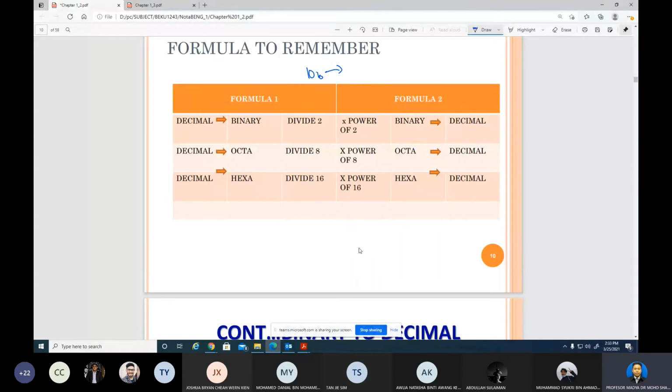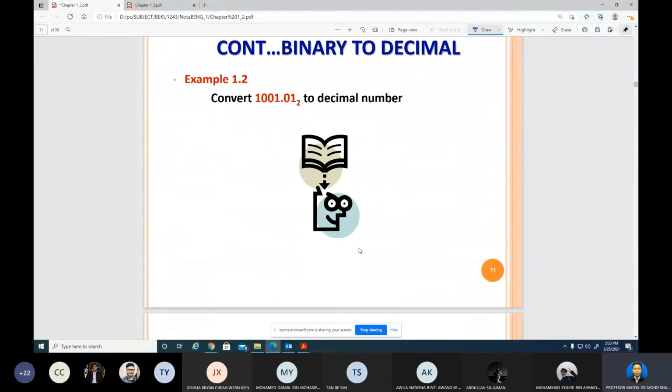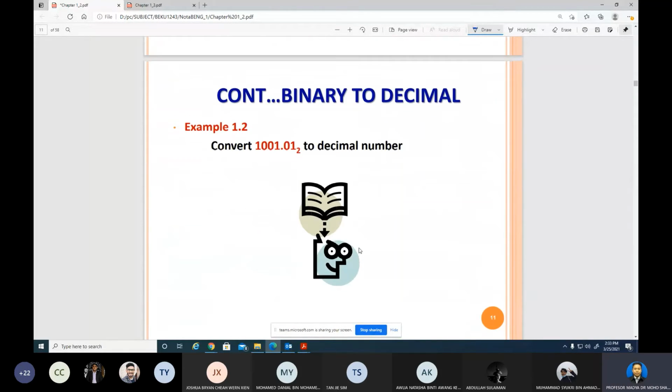For octal to decimal, we have to multiply. This one divide, and for example binary to decimal, we have to multiply by 2. This part actually you can use the calculator, but for the decimal point, you cannot use the calculator.